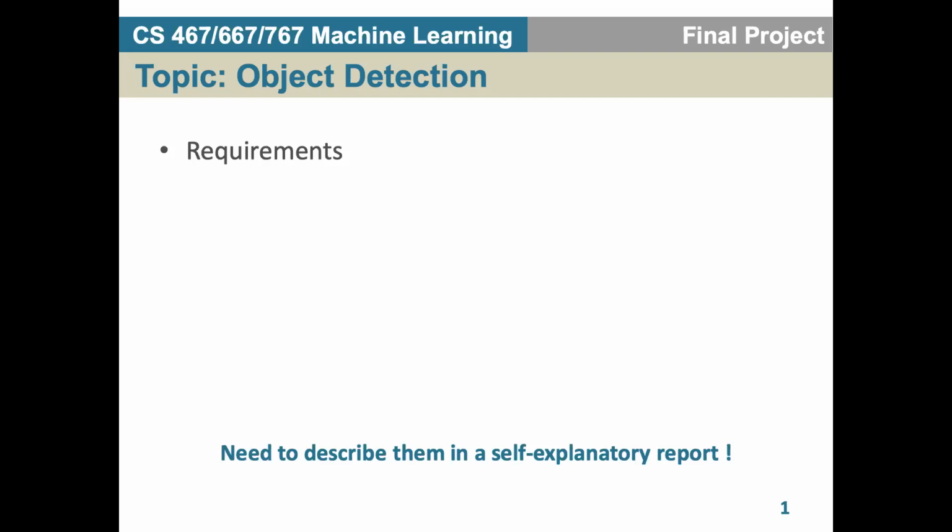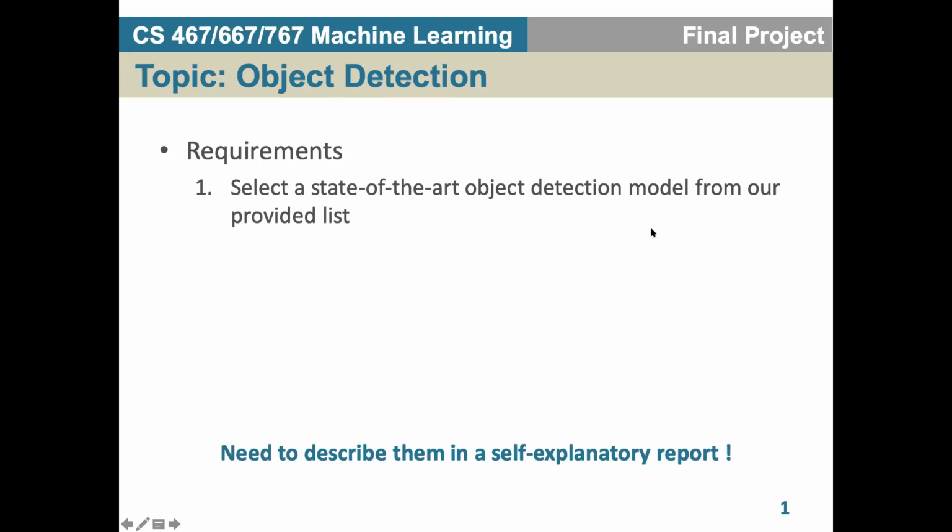And the requirements of this project are as follows, okay? Firstly, you will select a state-of-the-art object detection model from our provided list. So we will provide the 3 models that you can choose from. Of course, you can try other models, just let me know, then you can try. And I think there are way more models than that. So we can take a look at some examples.